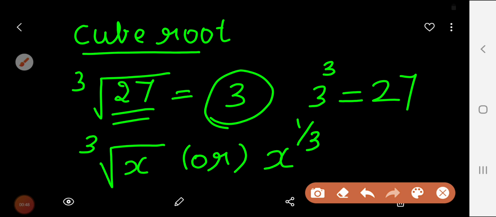Next we will see exercise 1.5. Third question: show that 1944 is not a perfect cube. So how can we find? By using the L division. If we are finding the cube root, we have to use the L division method. First we will divide by 2, because it ends with 4, so it is an even number.